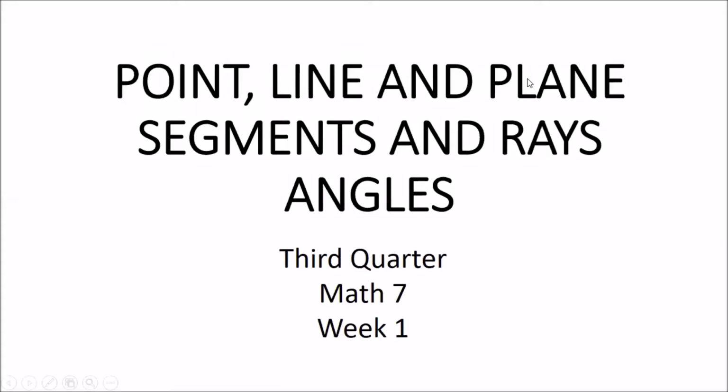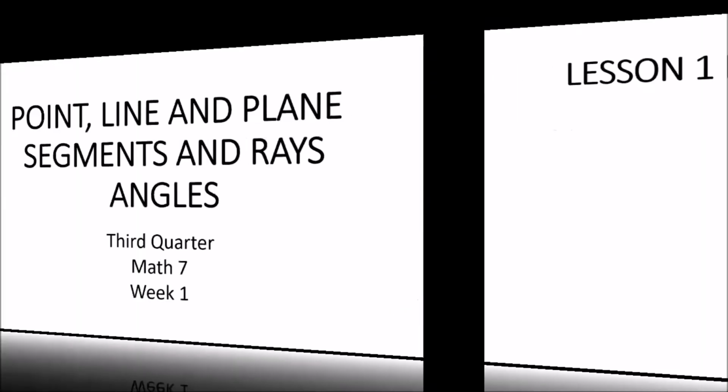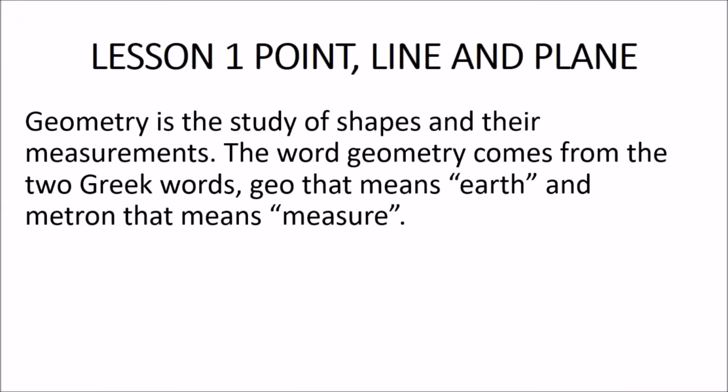Our lesson for this week is about the undefined terms of a point, line, and plane, segments and rays, and angles. Third quarter, Mathematics 7, week 1. So, geometry is the study of shapes and their measurements. The word geometry comes from the two Greek words, geo means earth and metri or metron that means measure. So it means the earth measurement.